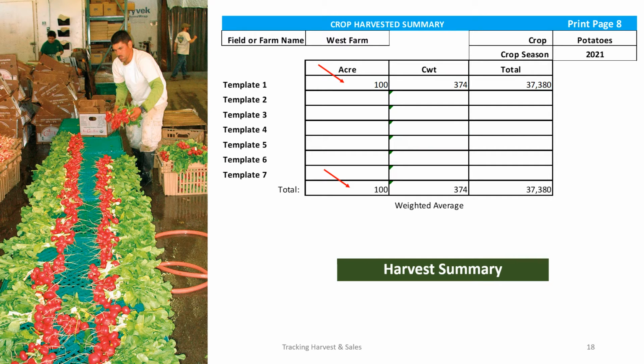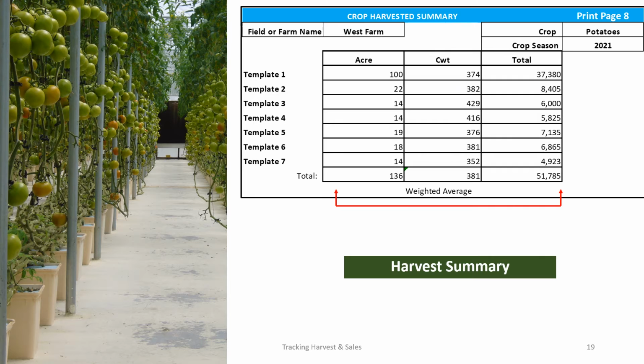At the bottom of the harvest templates is the summary, which itemizes entries from each of the 7 harvest templates. For illustration, we put harvest information into each of the 7 templates. Here you can see how each template line is populated with data, which is then summarized at the bottom.